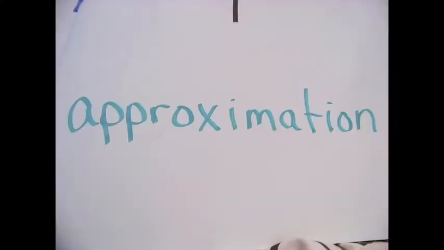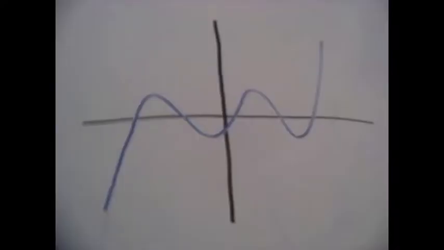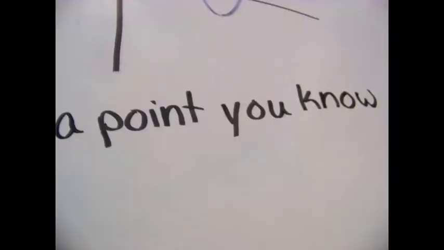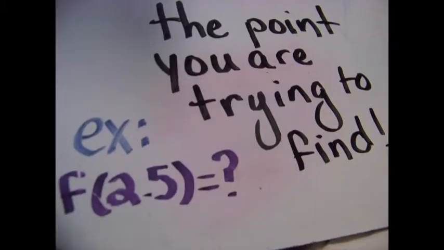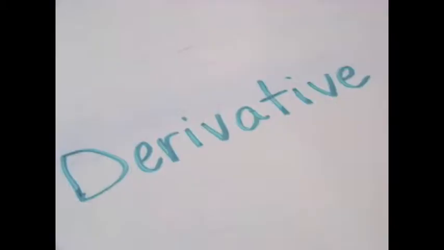The first method is a way to approximate the value of a function. So you have a curve and a point that you know, for example (1, 1), or f of 1 equals 1, and a point that you are trying to find. You also have the derivative. So you have something that looks like this.